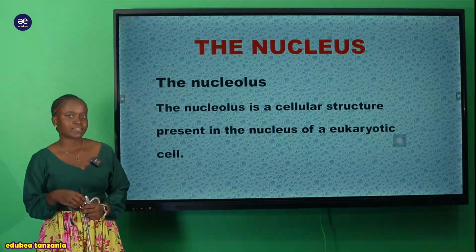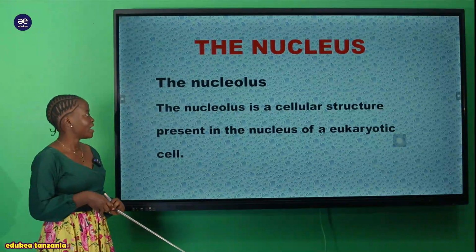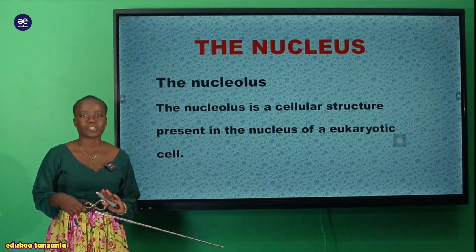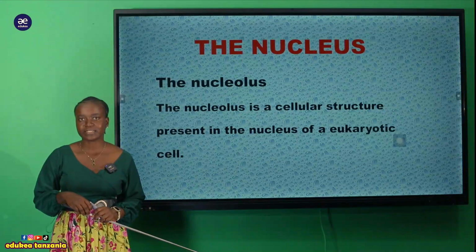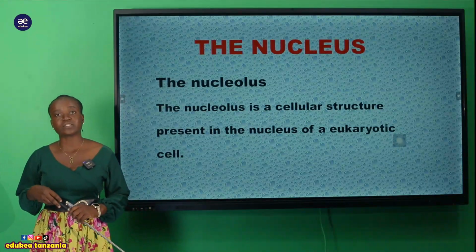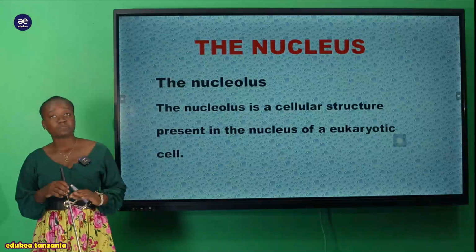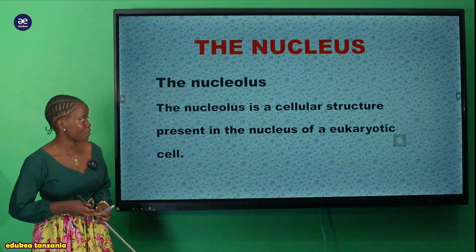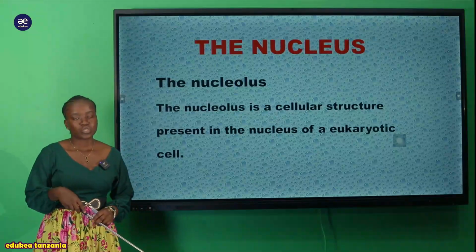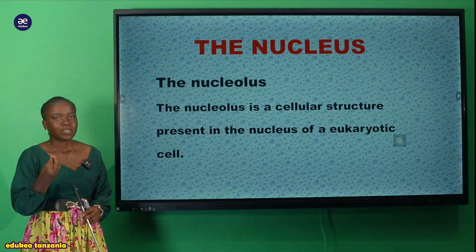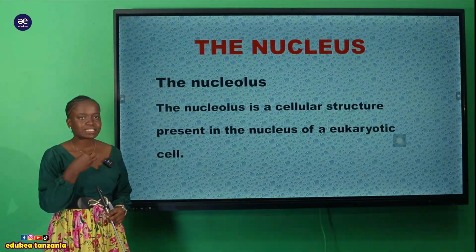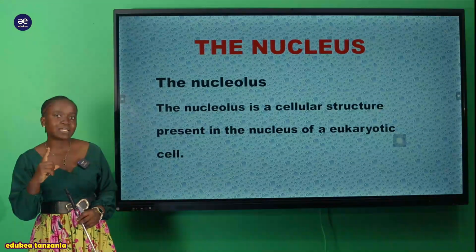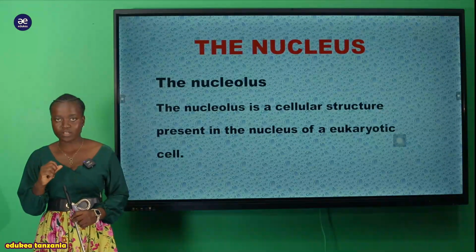So hii nucleolus simply tunaweza tukasema kwamba ni structure ambayo inapatikana kwenye eukaryotic cells. So when we say eukaryotic cell, here we mean those plant cells together with the animal cell, ndio ambayo ina bring about eukaryotic cell. So tukiongelea hii ambayo tunaita nucleolus inapatikana pekee kwenye hizi plant cell pamoja na kwenye animal cell.